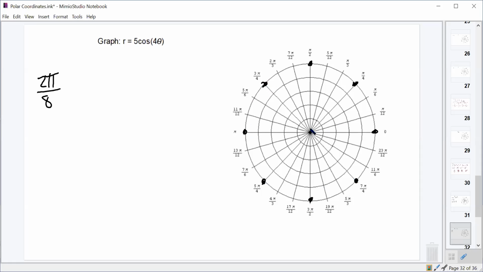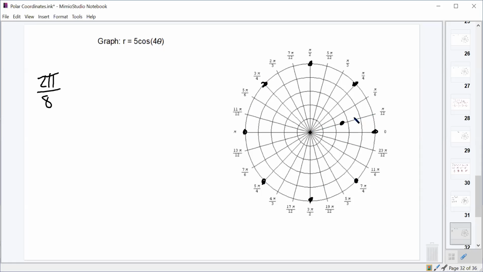If we want to figure out exactly the value of what it is at pi over 12, put in pi over 12. That gives us 4 pi over 12 or pi over 3. What's the cosine of pi over 3? Yeah, it's a half. Thank you, Nick. So cosine of pi over 3 is a half, and 5 halves. So we should be right out at 2.5 at the pi over 12.